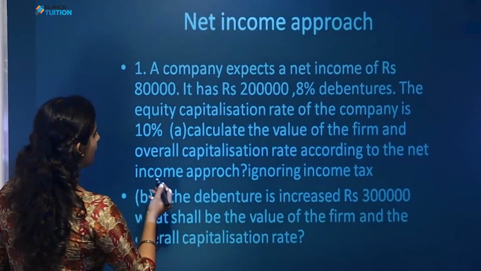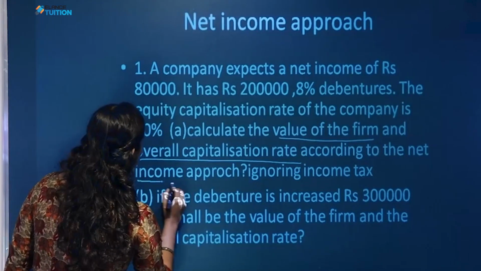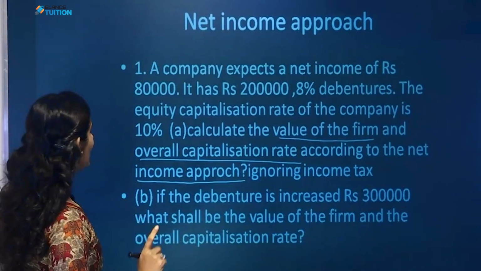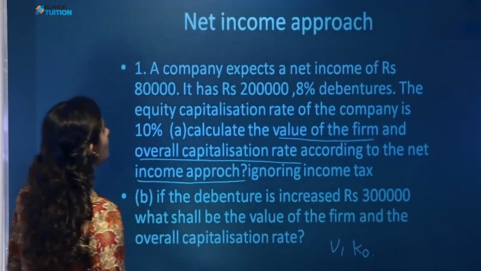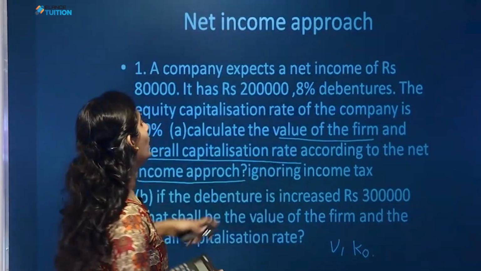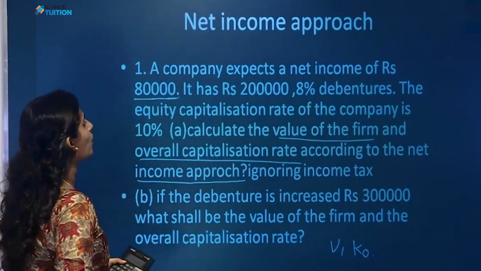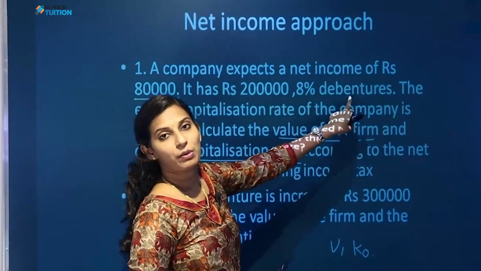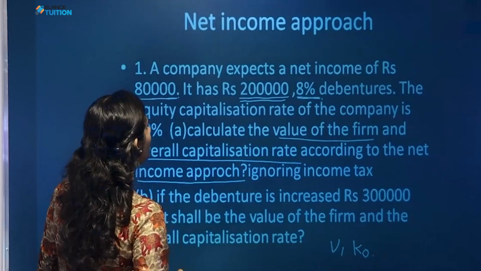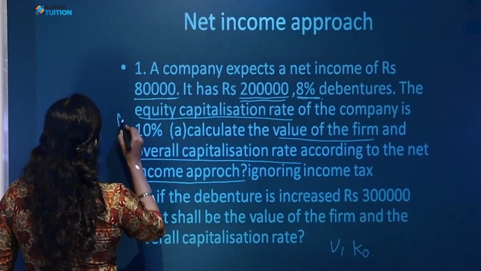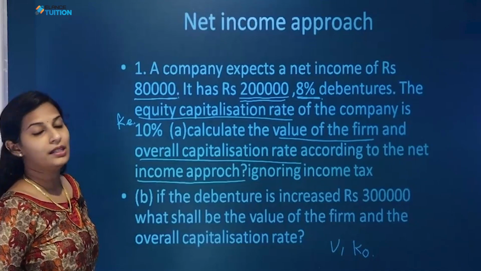So here we want to find out value of firm and overall capitalization rate according to net income approach. Using net income approach, we want to find out two figures, value and overall cost of capital. Here, net income is given, that is 80,000. Net income is EBIT, that is given 80,000. And the firm has 2,08,000 debentures. So, debenture capital is 2 lakh, interest rate is 8%. Then, equity capitalization rate is also given, that is KE. Cost of equity or equity capitalization rate is given 10%.